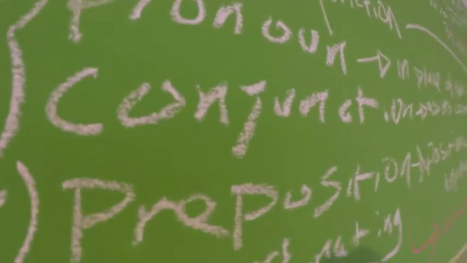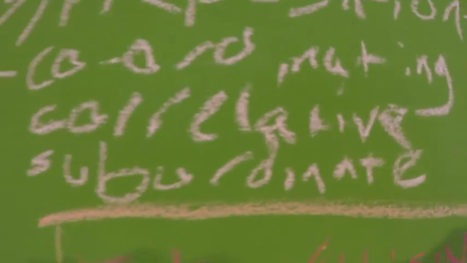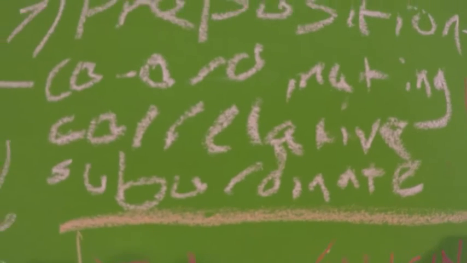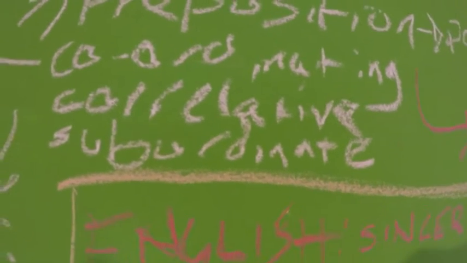Your conjunction. Your conjunction basically assists with connection. So conjunctions are useful for making sentences make sense. They're connecting words in the sentence. So three main types. You've got your coordinating conjunctions, your correlative conjunctions, and your subordinate conjunctions. Okay?